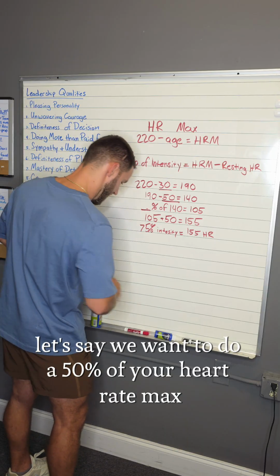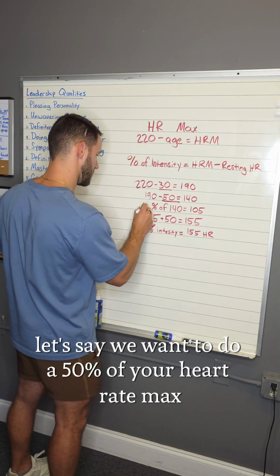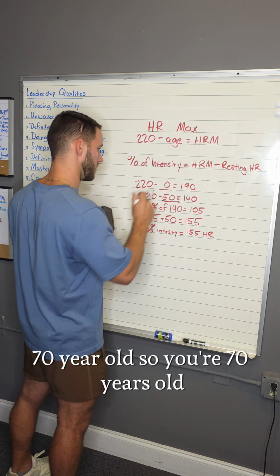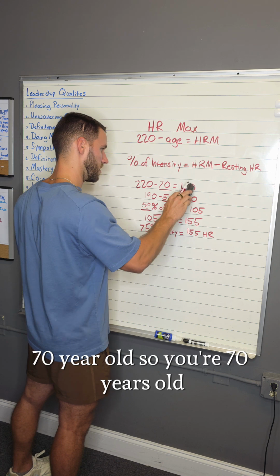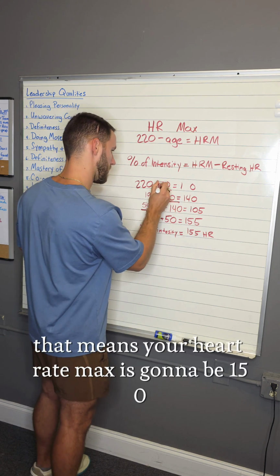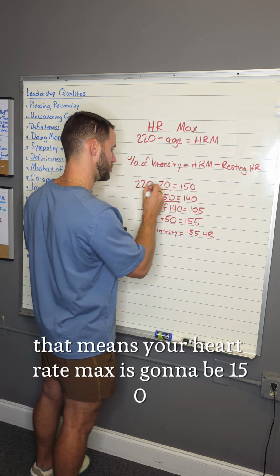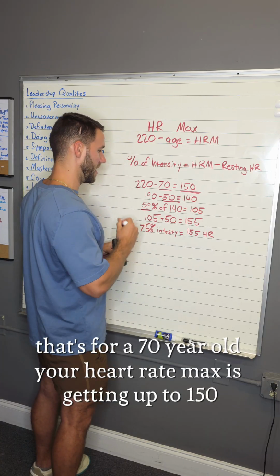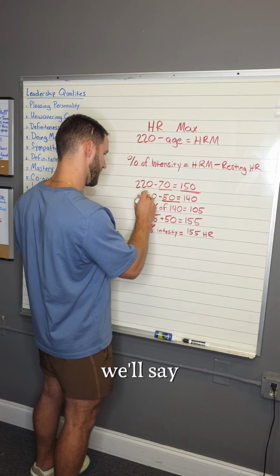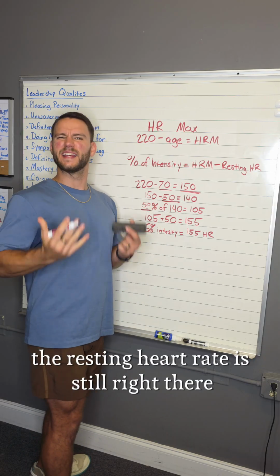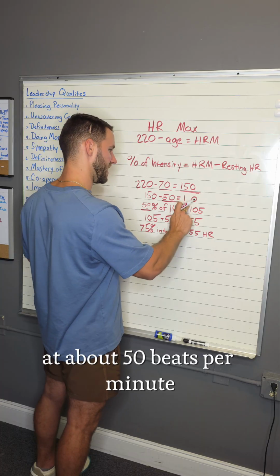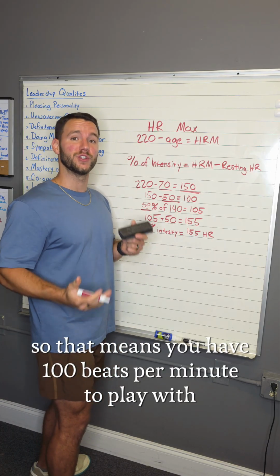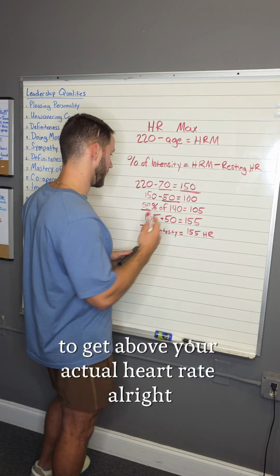Let's say we want to do 50% of your heart rate max. Let's even make it for a 70-year-old, okay? So you're 70 years old. That means your heart rate max is going to be 150. 220 minus 70 is 150. So I'm going to plug that number in. We'll say the resting heart rate is still right there at about 50 beats per minute, just a good guess. So that means you have 100 beats per minute to play with, to get above your resting heart rate. All right, so you have 100.